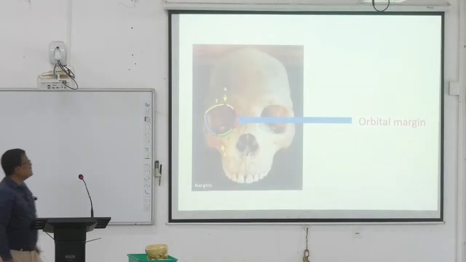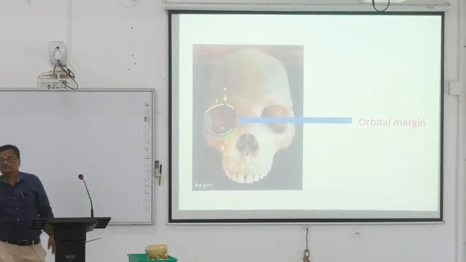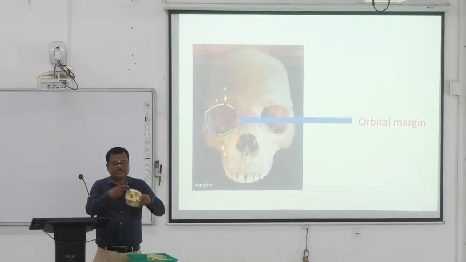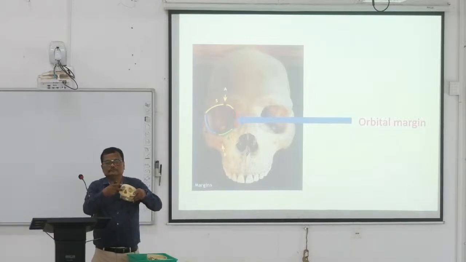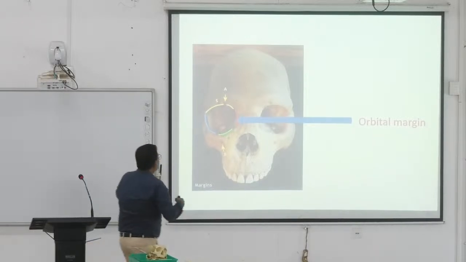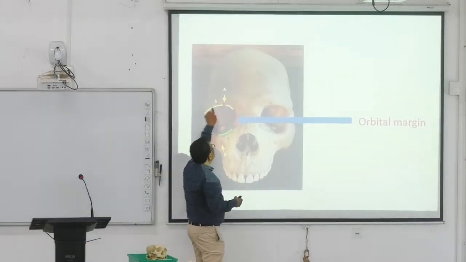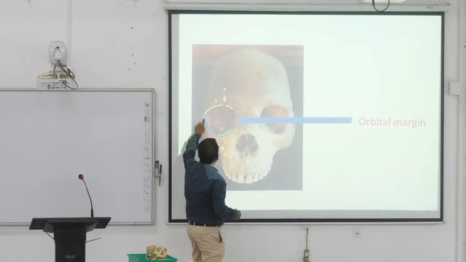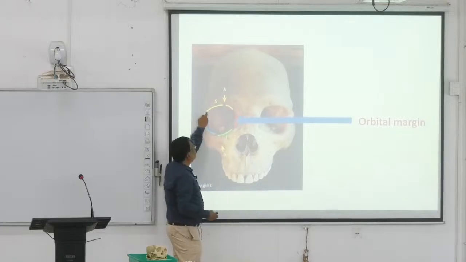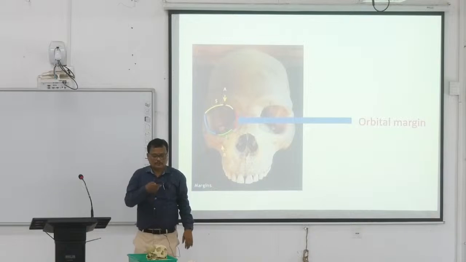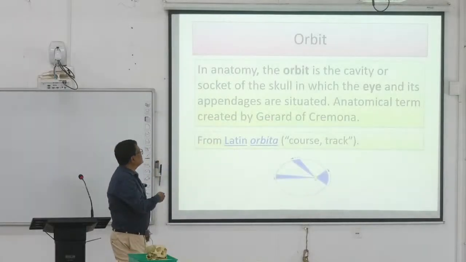So this is known as the orbital margin. This is the orbital margin, formed by the frontal bone, maxilla and the zygomatic bone. One third, one third, one third. So this is the orbital margin.